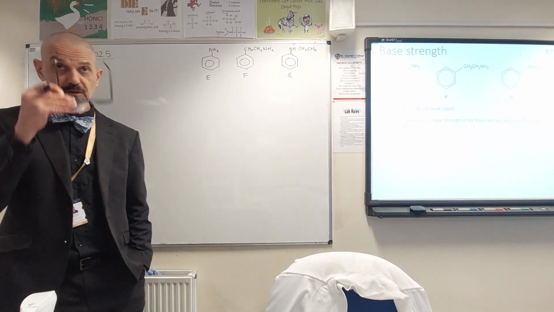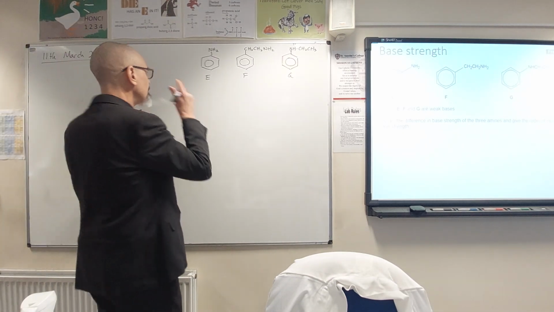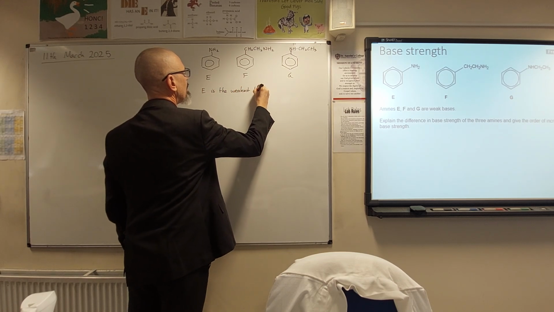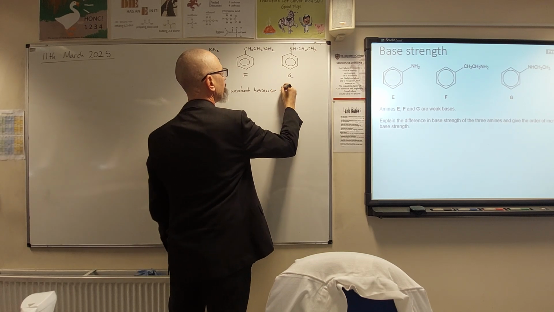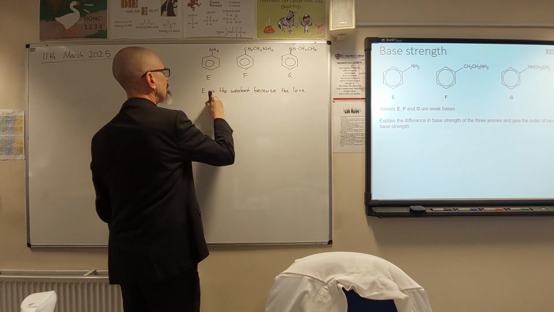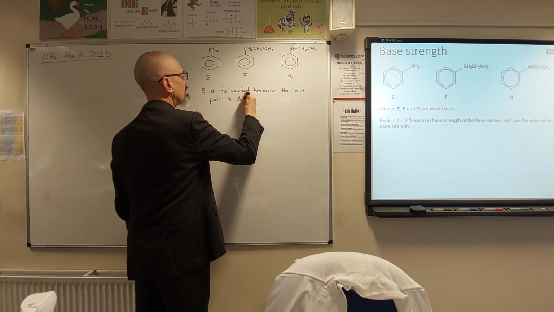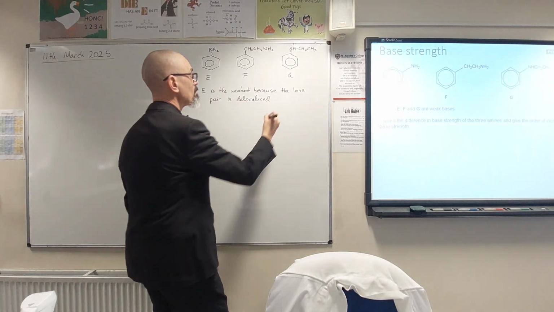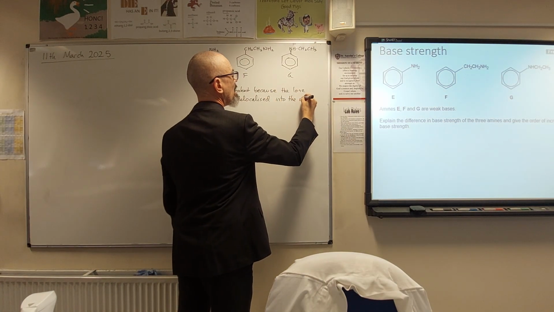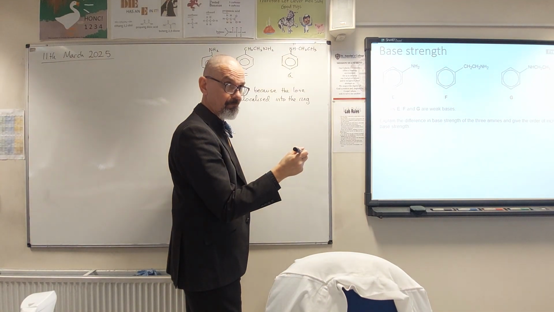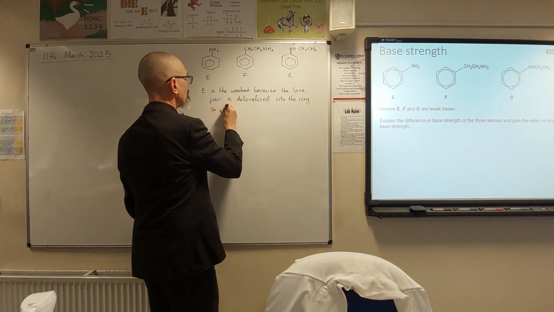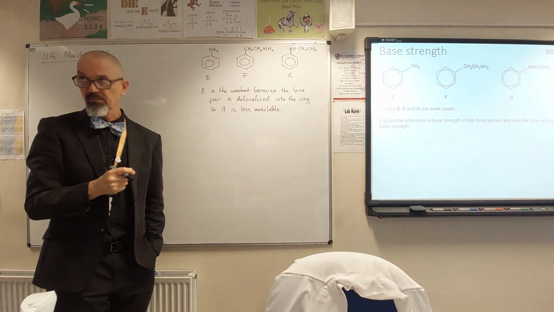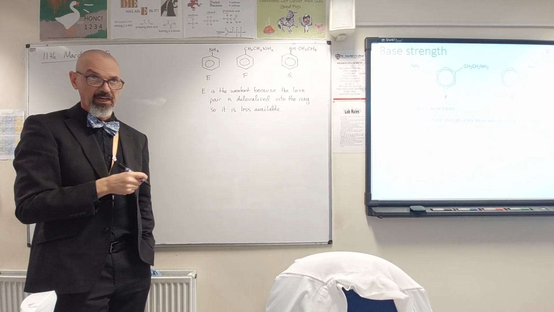I think Amine E is the weakest base. Because the lone pair of electrons which are unbroken is in the delocalized ring, so into the ring and less available. Thank you. Jake, could you give us another?